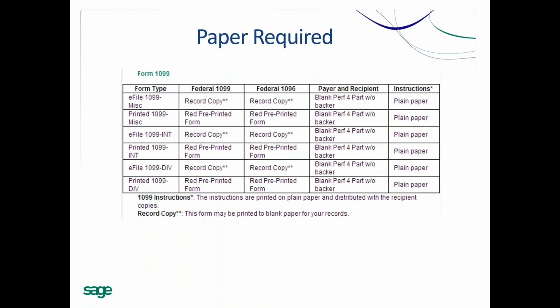And the same with your 1099's. So if you're letting Aatrix do it all, just print your company copy for filing, and that there at your company, that's all you need, just on plain paper. Otherwise, you need perforated 4-part paper for the 1099's.